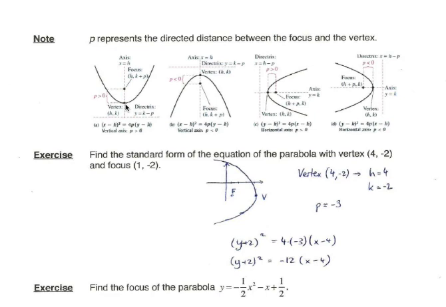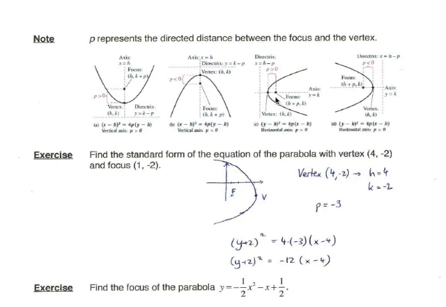If the parabola opens up, then p is going to be a positive number. So let's say there's a distance of 2 between these 2 points, then p equals 2. On the other hand, if this distance here is 1, then actually p is going to be negative 1. So when the parabola opens down, p is negative.